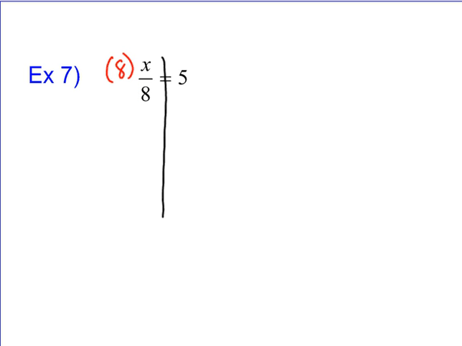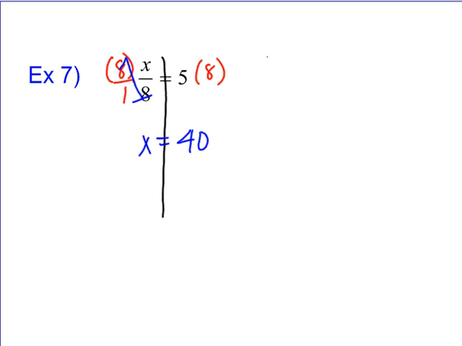So it's really important when we're multiplying, when we have a fraction, that we put it up in the numerator, because again, we want to get that giant 1. 8 divided by 8. There's that giant 1. 1 times x is x. 5 times 8 is 40.